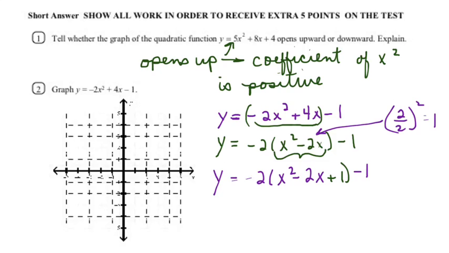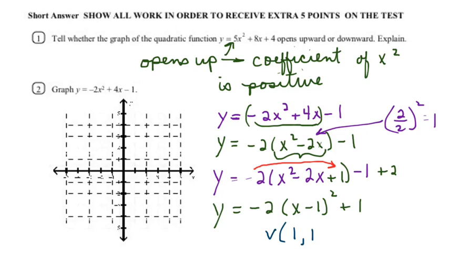inside the parentheses. Now that 1 actually has a value of negative 2, because there's a negative 2 in front of the parentheses that contain the 1. So negative 2 times 1 is negative 2, so we actually subtracted 2. To counteract that, we're going to add 2. Now we are in vertex form once we factor that square trinomial. It will be x minus 1 quantity squared plus 1. And so we can see now our vertex is at 1, comma 1.